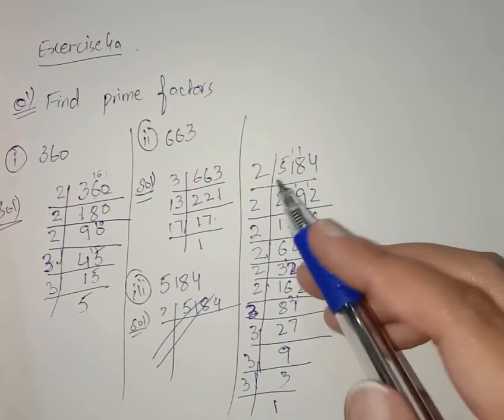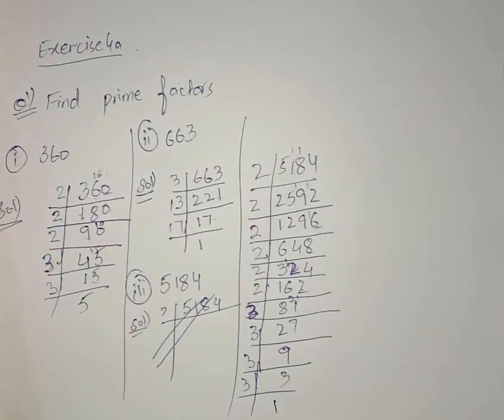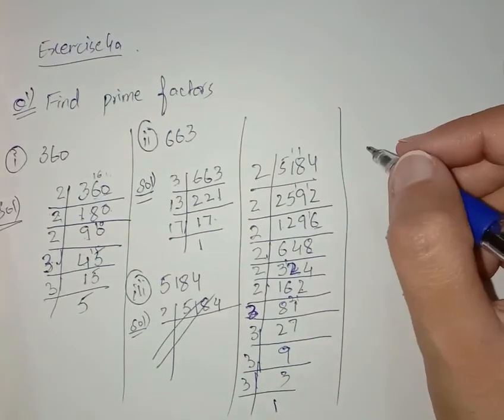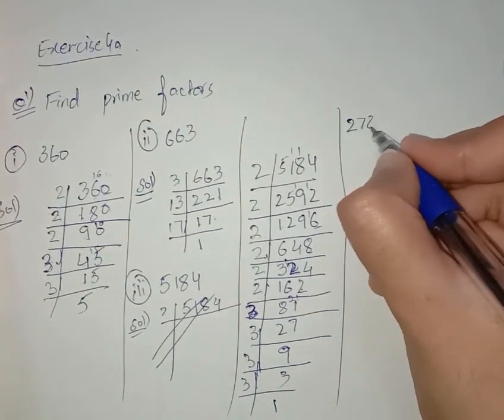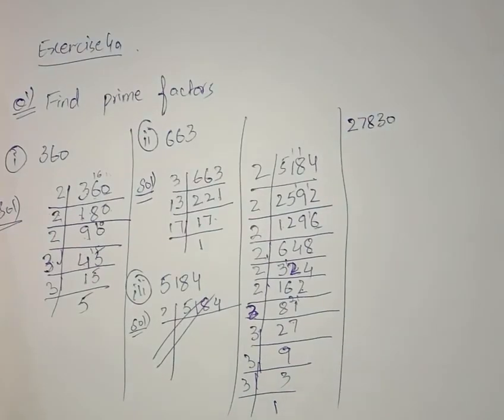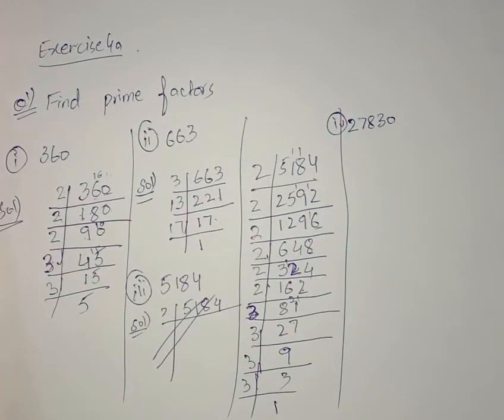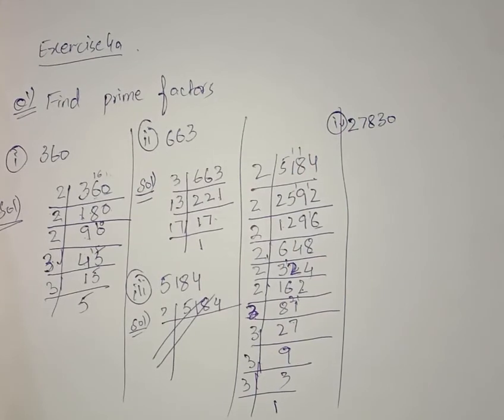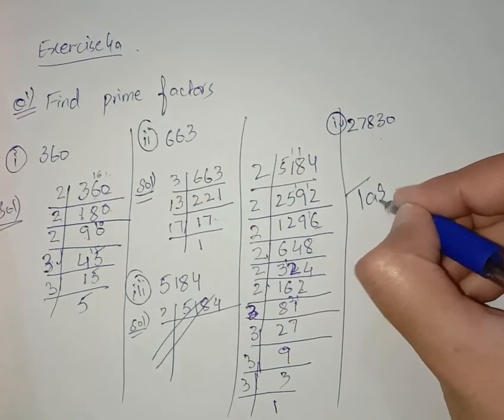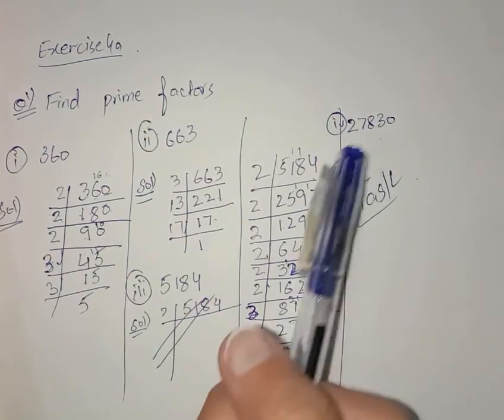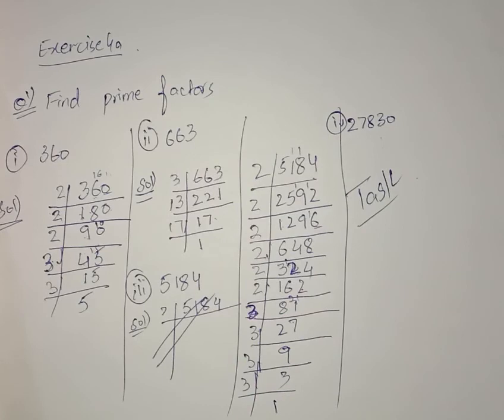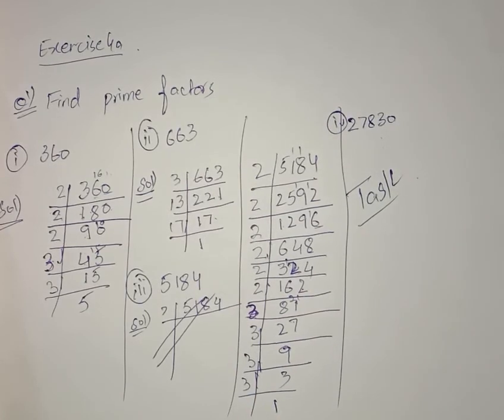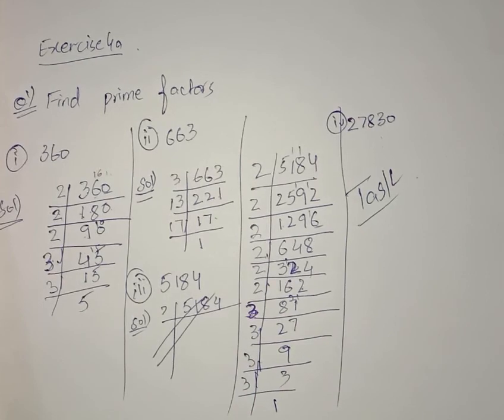So this is the LCM of 5184. Now our next value is 27830. I cannot solve it because this is your task, you have to solve this question. If you don't solve it, or you don't understand how to solve it, you must tell me. I will teach you how to solve this question in my next video.